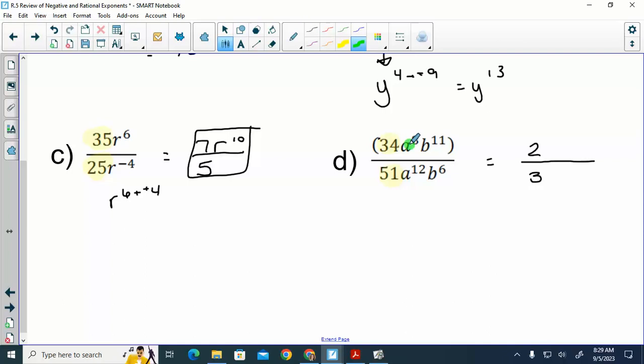All right. Look at our variables. A to the 8th over a to the 12th. Where do we have more? On the top or bottom? Bottom. So it ends on the bottom. And then you subtract your exponents. So 12 minus 8 is 4. So we have an a to the 4th on the bottom. With the b's, b to the 11th over b to the 6th. So we have more on top, so it'll end on top. 11 minus 6 is 5.